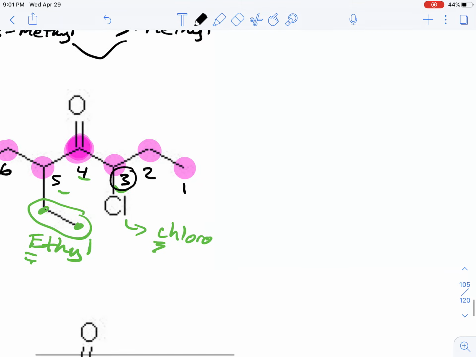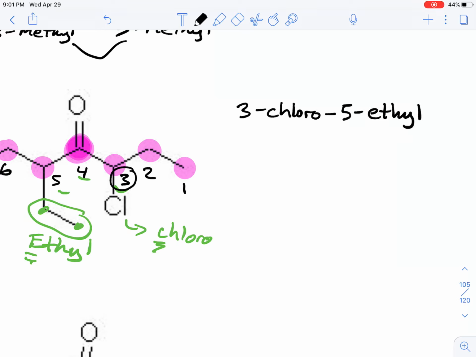All right. So let's go ahead and name this from the very beginning. So C goes first. So here I have 3-chloro. And then the next substituent, ethyl, goes next. So it's going to be 5-ethyl.